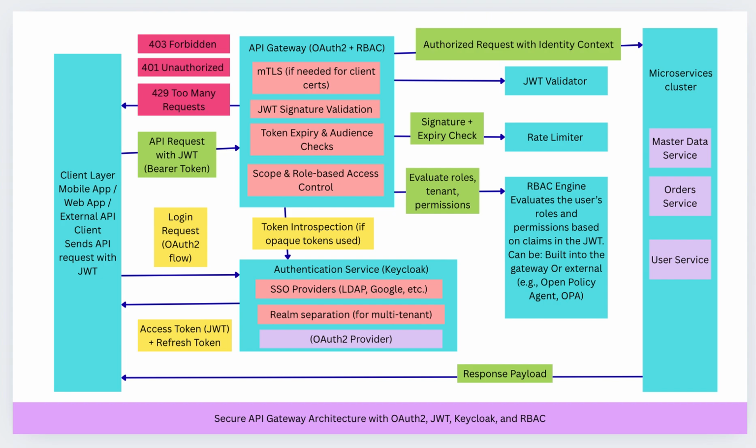This architecture gives us a secure, scalable, and multi-tenant-ready API platform. By externalizing identity to Keycloak and standardizing token validation and access control at the API gateway, we simplify our microservices while ensuring consistent, auditable, and efficient security across the board.